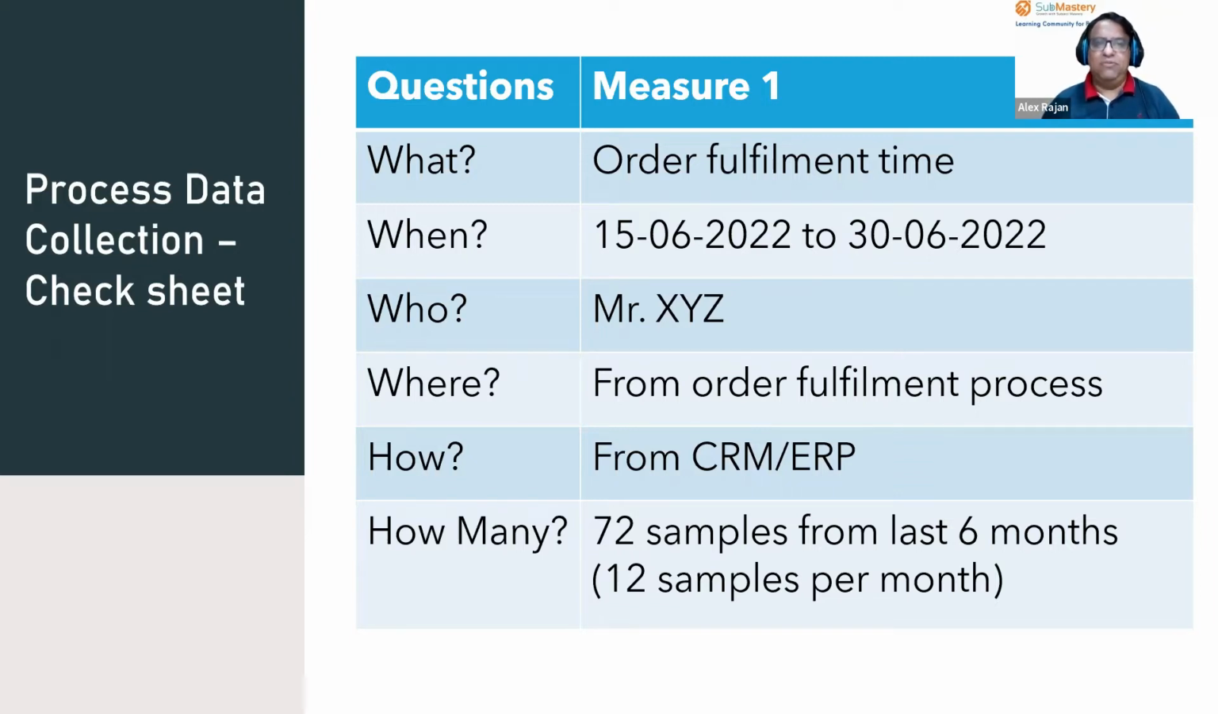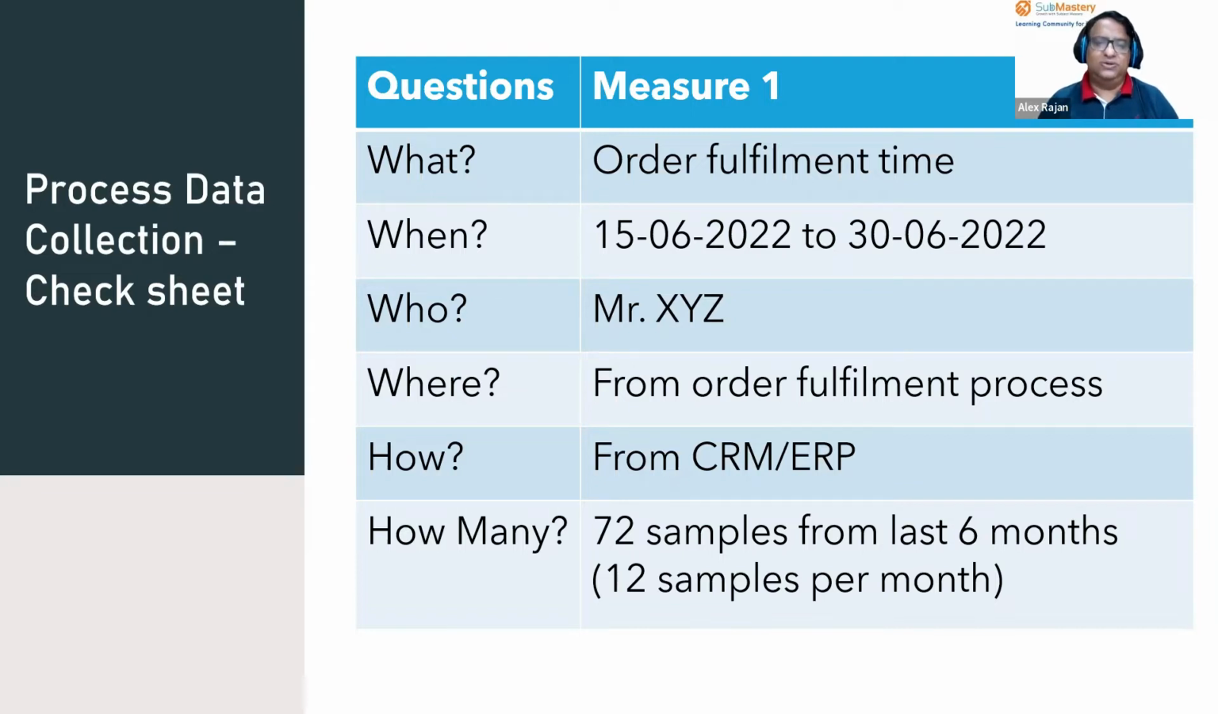Who is collecting? The name of the person or the team member who is collecting. From where? From the order fulfillment process. How? From the CRM, the customer relationship management software, or an ERP system. Or it can be a document where this data is documented. Wherever the data is documented, that is how we are getting this data.